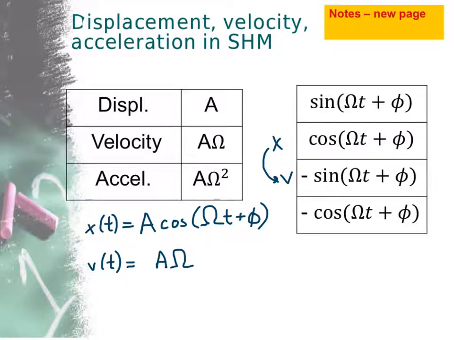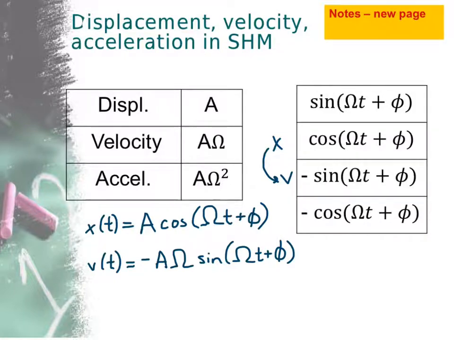So I'm going to get v of t equals A times omega. Now remember, because I'm dealing with velocity, instead of A, I want to put A omega out in front. And then instead of cosine, I now want negative sine. But I don't want to put the negative after, I want to put the negative before everything. So let's put the negative sign there, and then let's finish that off with sine of omega t plus phi. So velocity as a function of time is equal to negative A times omega times sine of omega t plus phi.